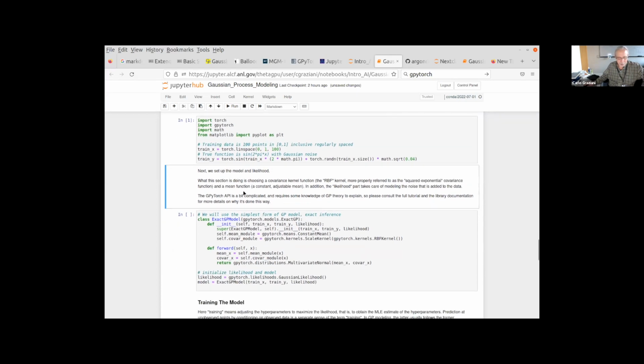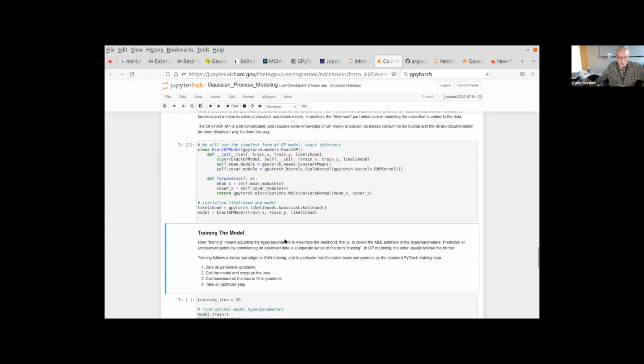Now we're going to set up the Gaussian process infrastructure according to the gPyTorch API. Here we set up a covariance kernel function and a mean function. The covariance is the squared exponential. Sometimes people refer to this as the RBF or radial basis function kernel, but it really should be called the squared exponential covariance. It's done this way because that's what's required by the API. You should go and read the documentation. It's complicated, and we don't have time to go into why they do it that way.